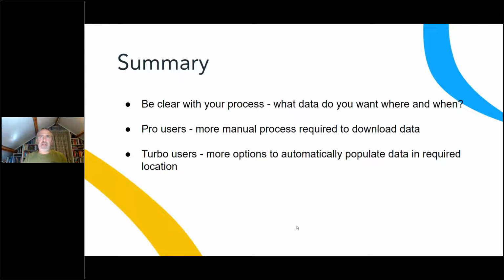Pro users, you'll need a slightly more manual process to download your data. You can only look at your historical data. For Turbo users, you've got a lot more options to automatically populate data in your required location using webhooks, in conjunction with Make or Zoho being the obvious ways there. So think about all of the data that you can gather, where you want it to be, and what you're going to do with it. Remember also the types of data. If you're visiting first degree connections, you are far more likely to get email addresses than if you're visiting second and third degree connections, unless you're using Dux points as well. So that's always a possibility there as well.